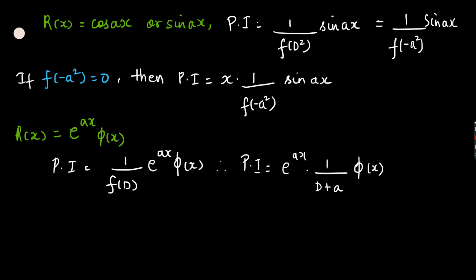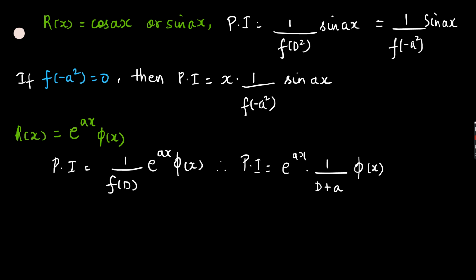Okay, next is if r of x is equal to cos ax or sin ax. Only these two terms over here. Then you'll have to use this 1 by f of D square on sin ax, and instead of D square, you're going to substitute minus a square. And if minus a square makes it equal to 0, then you'll have to differentiate and find again. That is f prime of minus a square. You'll have to find the differentiation.